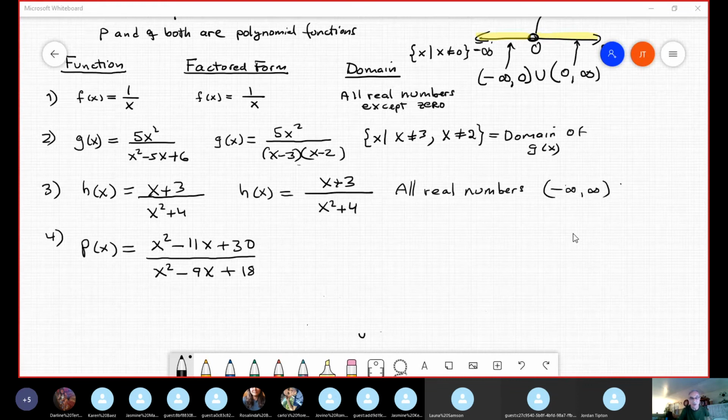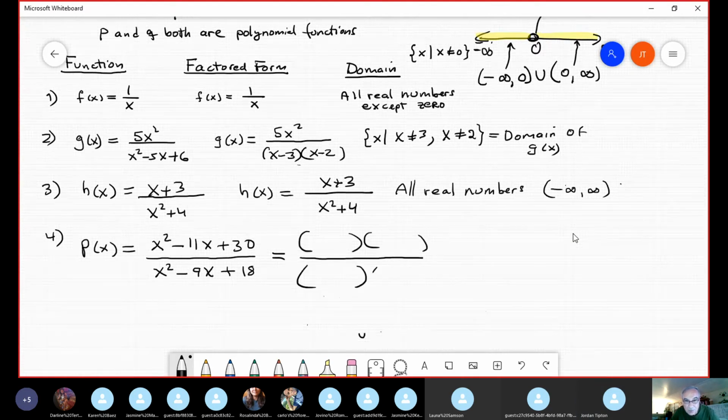Okay. This is the original, just given in the test. What should I do? In order to express, you're going to factor the top and factor the bottom. Exactly. In factor 4, you apply factorization, trinomial.